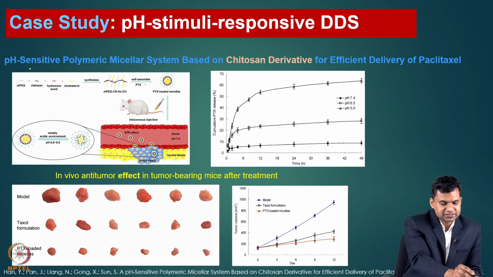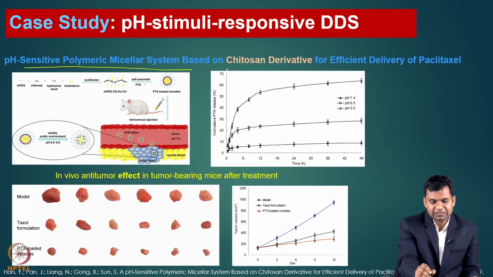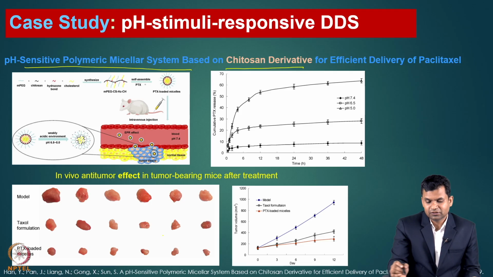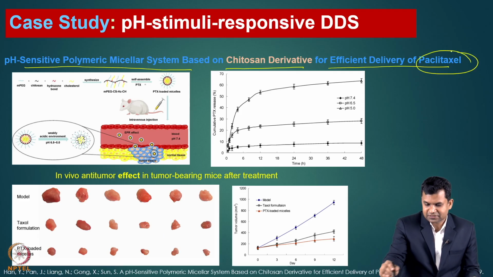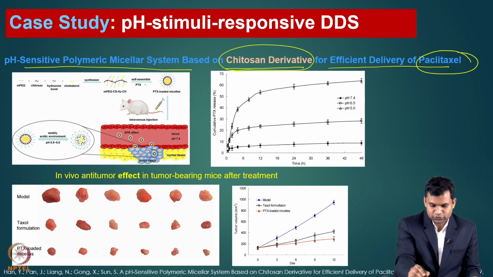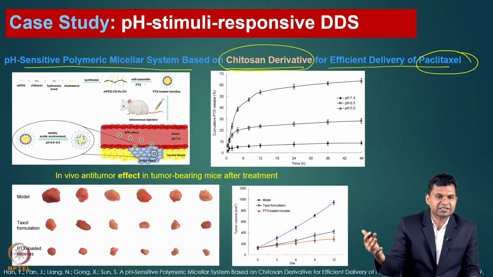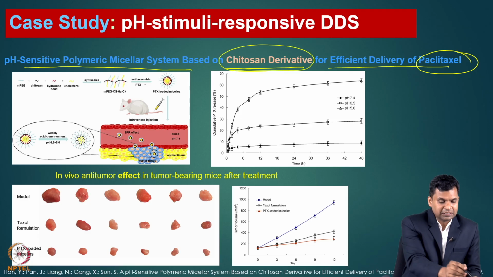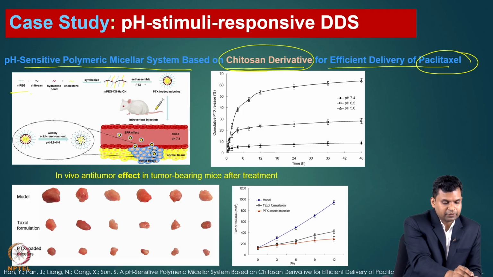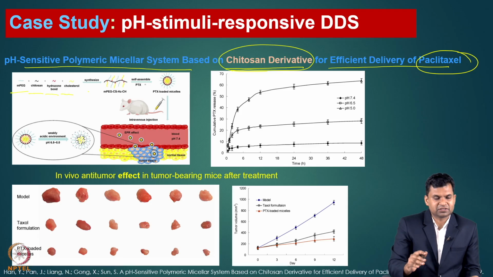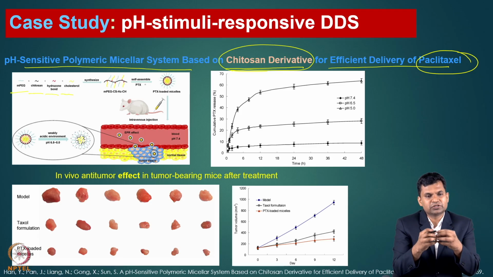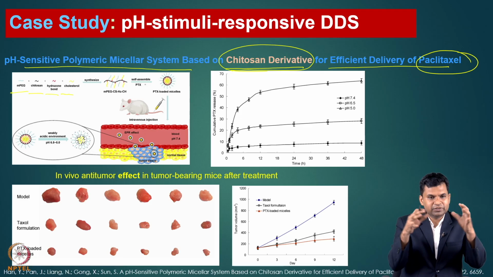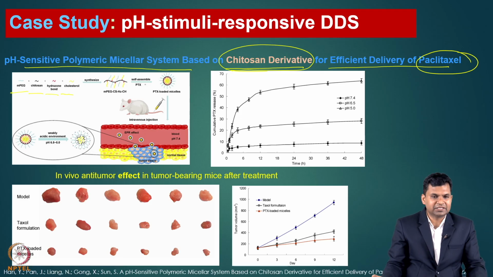Here are pH sensitive polymeric micellar systems which contain a chitosan derivative for efficient delivery of paclitaxel. As we know, paclitaxel is an anti-cancer drug, and chitosan shows a pH sensitive response, so it is converted into chitosan micelles. Here these are the polyethylene glycol molecule, chitosan and hydrogen bond, and the cholesterol. So, cholesterol needs to be conjugated with the chitosan, and further that needs to be covalently bonded with the polyethylene glycol.